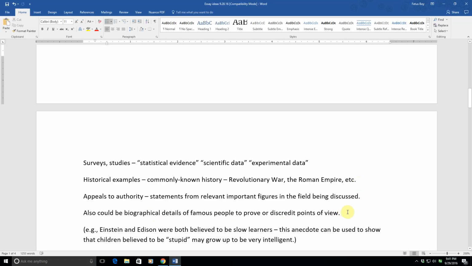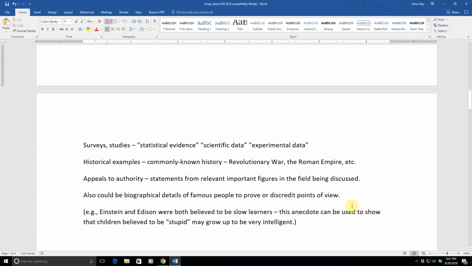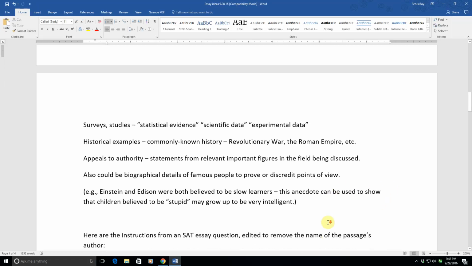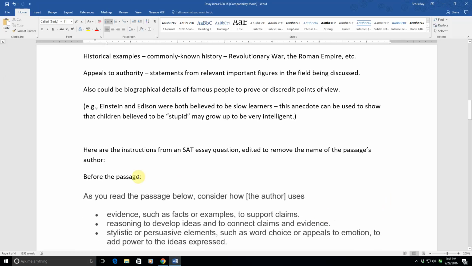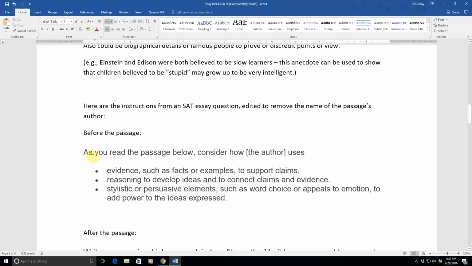For example, Albert Einstein and Thomas Edison were both believed to be slow learners, and those anecdotes can be used to show that children who are believed to be stupid may grow up to be very intelligent. So here are the instructions from an essay question, edited to remove the name of that particular passage's author. Before the passage, you'll see something like this.